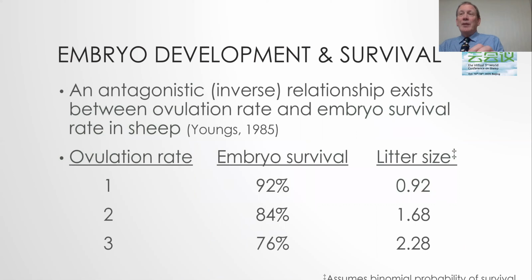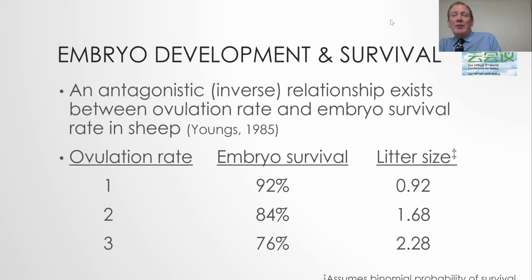Now, one of the unfortunate things that we see in terms of embryo development is that there's an antagonistic relationship between embryo development and survival and the ovulation rate. On one hand, we want to promote an increase in ovulation rate, but we know that the per embryo survival will start dropping as ovulation rate goes up, as we go from a group of sheep with an average ovulation rate, with single ovulations, to another group with all twin ovulations. But if we assume a binomial probability of embryo survival, the good thing is that our resultant litter size is going to be going up, even as we go from 1 to 2 to 3 ovulations.